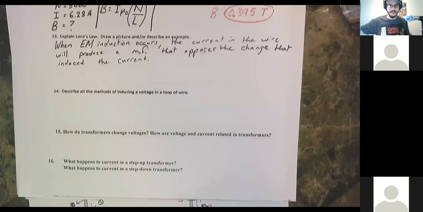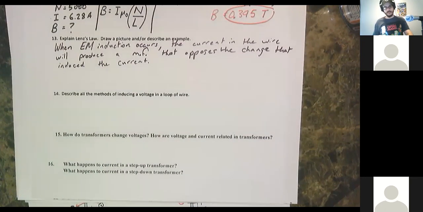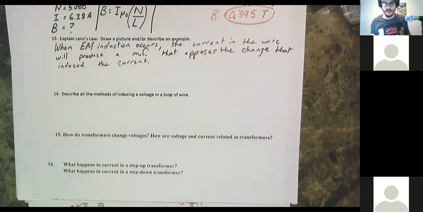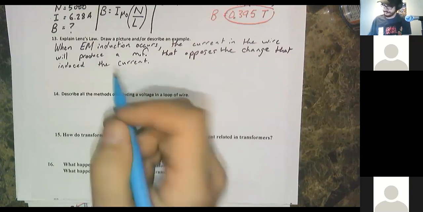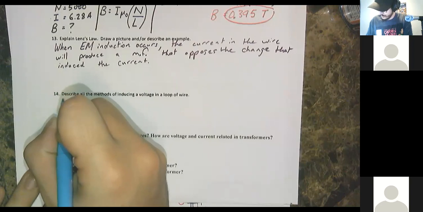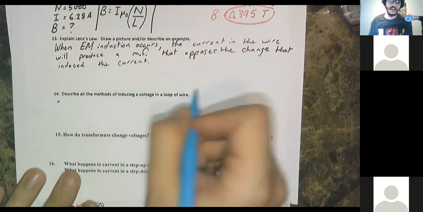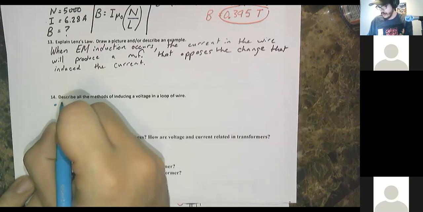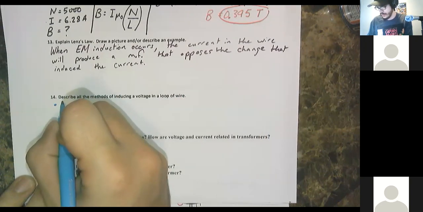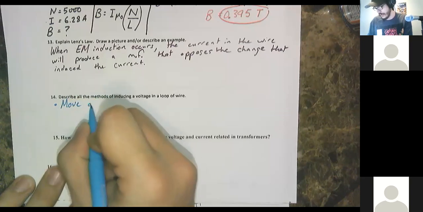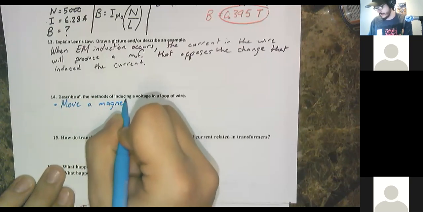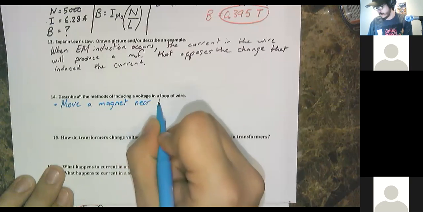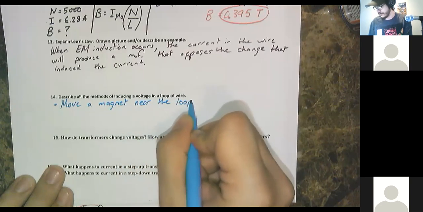Describe all the methods of inducing voltage in a loop of wire. We keep saying induce a current, induce a current, induce a current. You can't have a current without a voltage to push it. So really, this is how are you able to induce a voltage in a wire? Well, number one, you can move a magnet near the loop of wire.